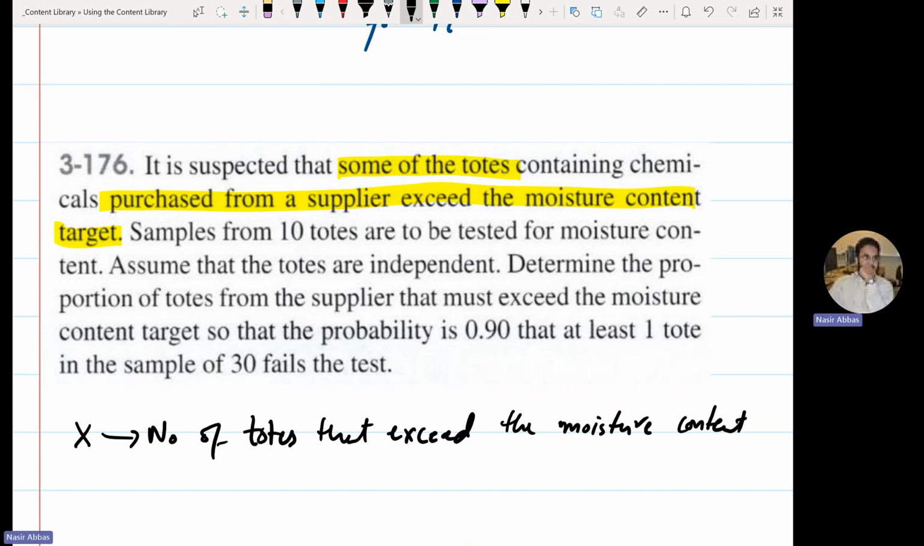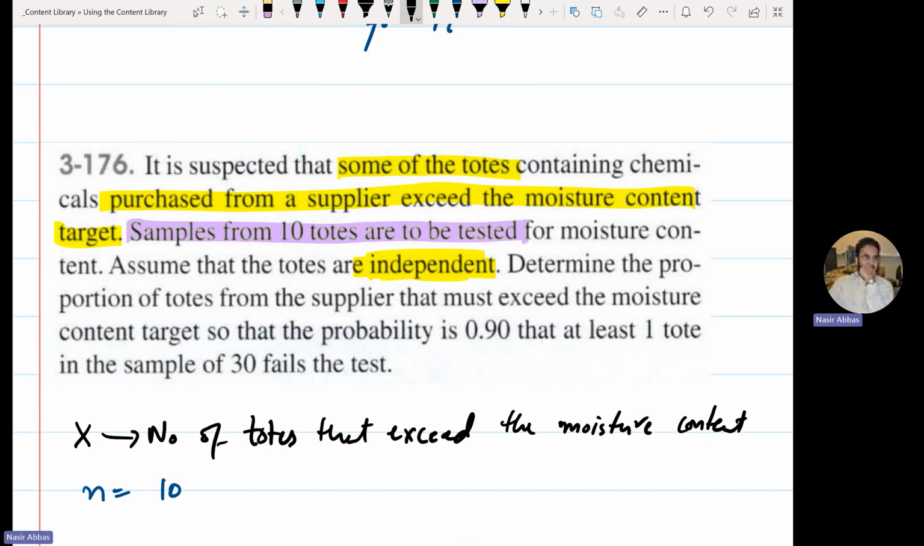So X is the number of totes that exceed the moisture content target. How many samples are you selecting? 10 samples. So your N is 10. Assume that the totes are independent. Another key for recognizing binomial is to look for this word, independent. Okay.